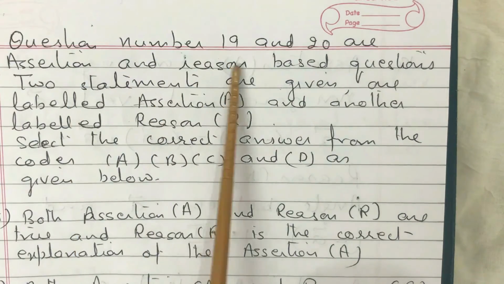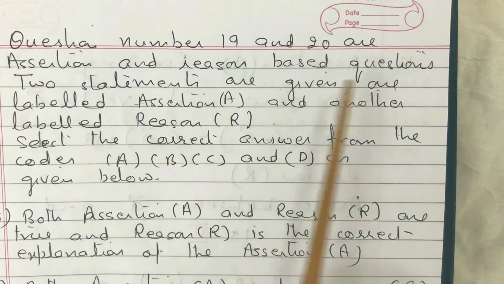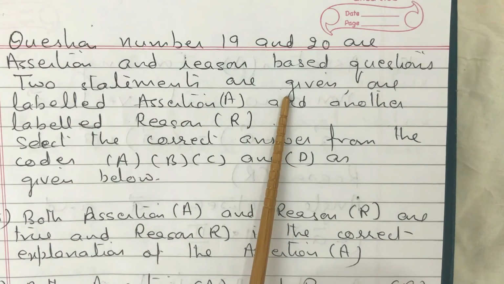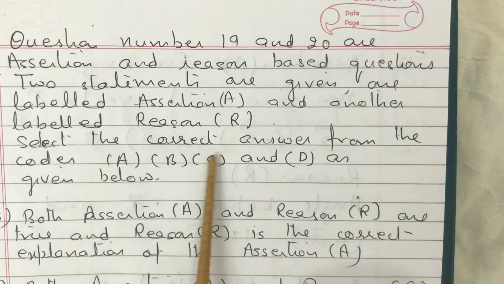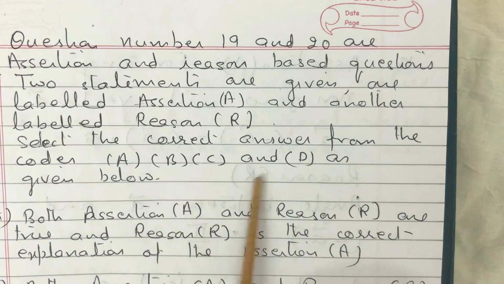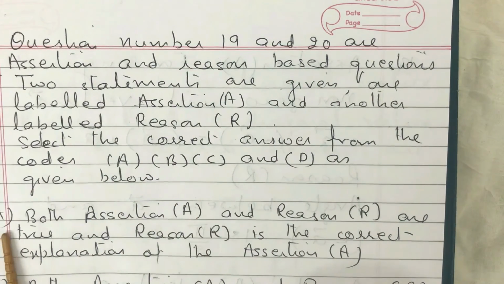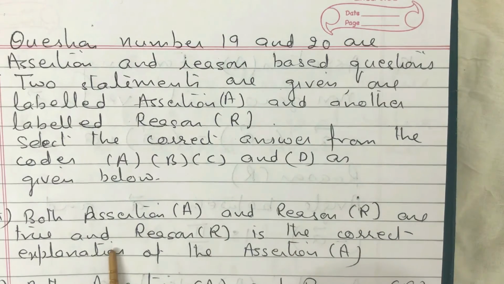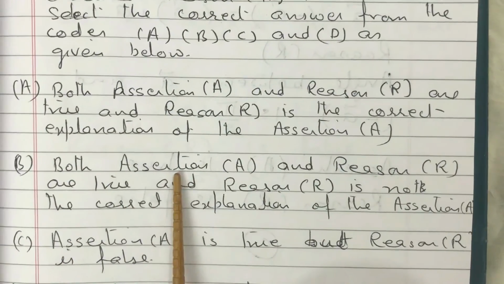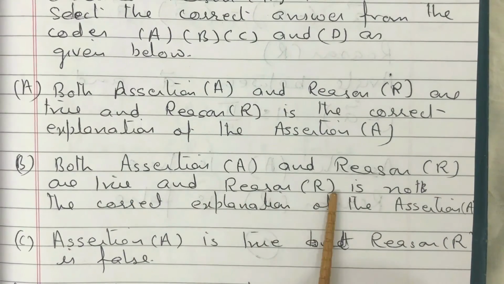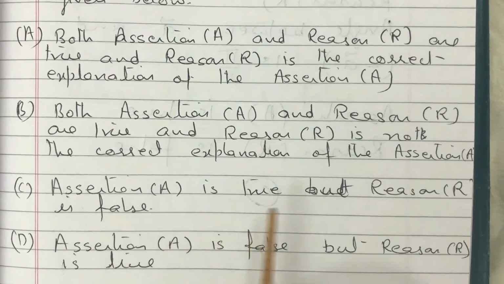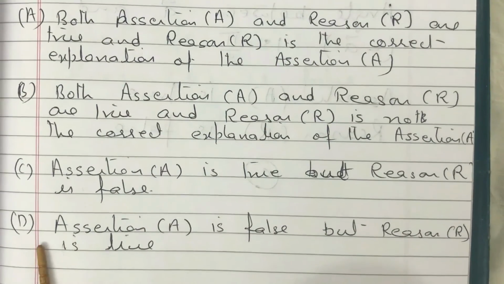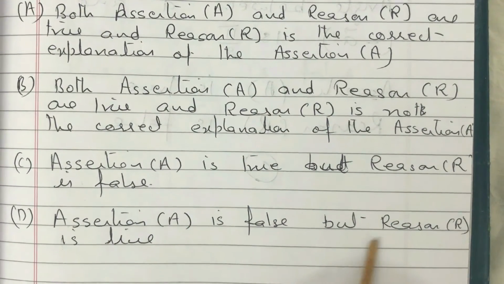Now questions 19 and 20 are assertion and reason based questions. Two statements are given, one labeled assertion A and another labeled reason R. Select the correct answer from the codes A, B, C, D as given below. A: both assertion A and reason R are true and reason R is the correct explanation of assertion A. B: both are true but reason R is not the correct explanation of assertion A. C: assertion A is true but reason R is false. D: assertion A is false but reason R is true.